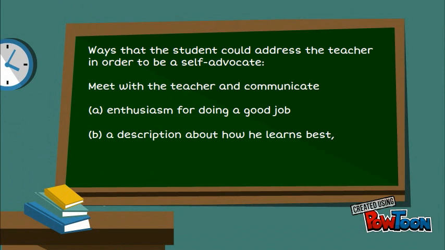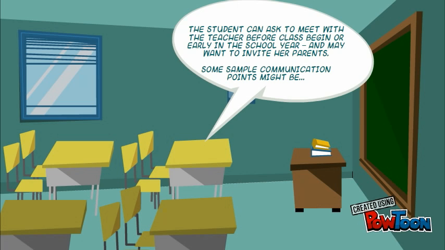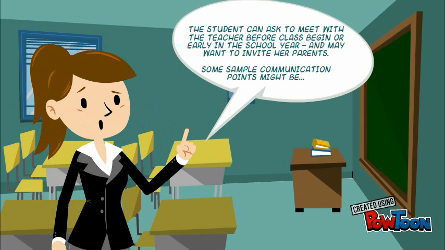Ways a student could address a teacher to become a self-advocate is to meet with the teacher and communicate A, his enthusiasm for doing a good job and learning as much as possible through the lab experience, B, a description about how he learns and his intentions to have a strong work ethic, and what the teacher can do to help maximize his learning experience. The student can ask to meet with the teacher before class begins or early in the school year and may want to invite his parents.